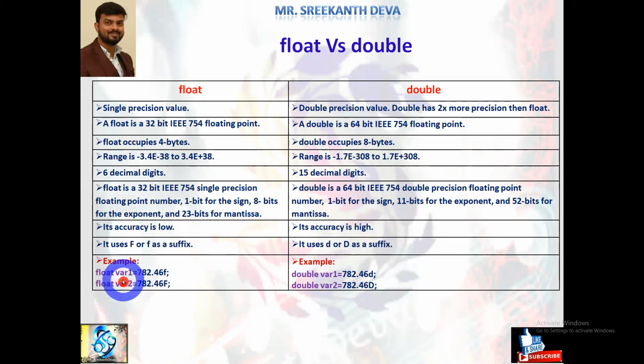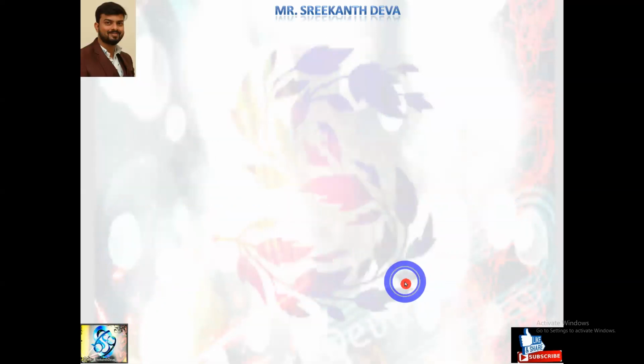See here, I represented float as a data type. Float is a keyword, the data type name is float, the variable name is var1, and the value is 782.46. You can give any value; here I took one simple value. I suffixed it with what? Small f or capital F. It represents what? A floating point value, or float number, or float value. And in case of the double example, the name of the data type is double. Double is a keyword. The name of the variable is var1. I assign some value 782.46 suffixed with what? Small d or capital D. Okay. See, it is the representation of what? A double value. So this is a major difference between float and double.